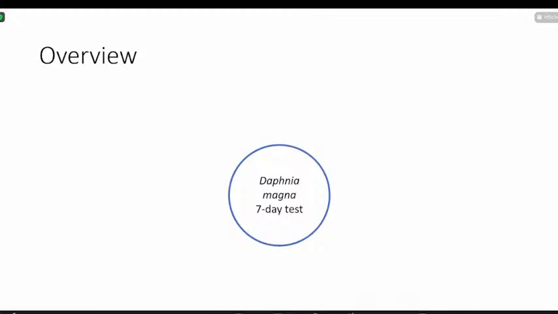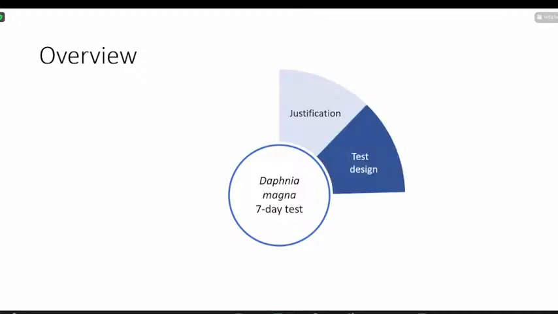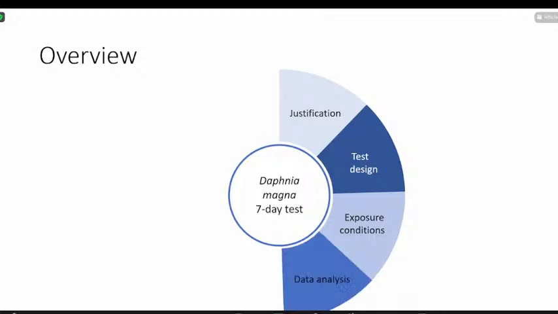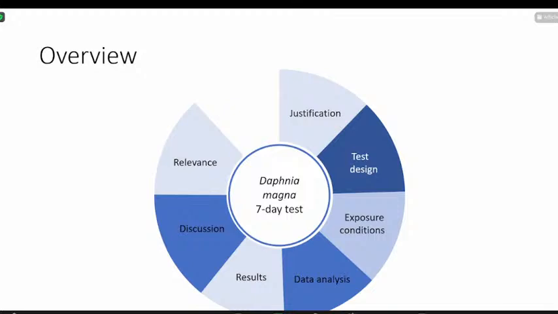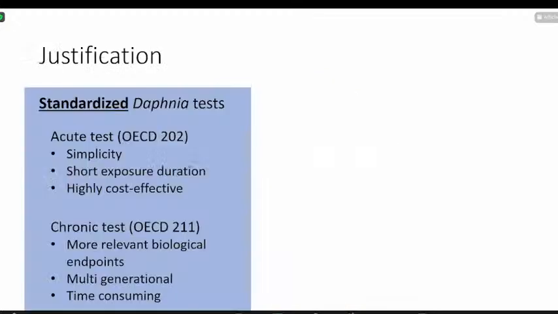I will give you an overview of what the presentation will be about. It will be focused on the 7-day test on Daphnia magna. I will start with the justification, then the test design, the exposure conditions, the data analysis, and the results. I will have some discussion about my results, then the relevance of the test, and then go on to the conclusions.